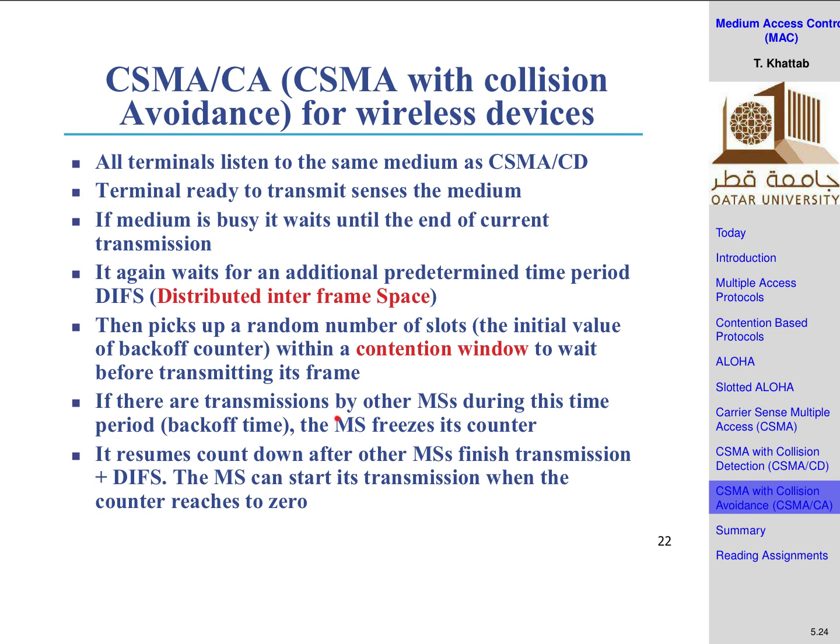If there are transmissions by other mobile stations during this random time, so I waited for a random time, and during that random time, I hear someone else transmitting, I don't count down the random time. So if I picked a random time of, let's say, 3 seconds, the first second passes and I don't hear anyone transmitting. The second passes and I hear someone transmitting, I'm not going to count the third. After the second, I will stop the countdown. Once the transmission finishes, I still have 1 more second to take.